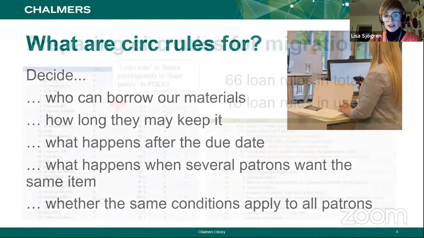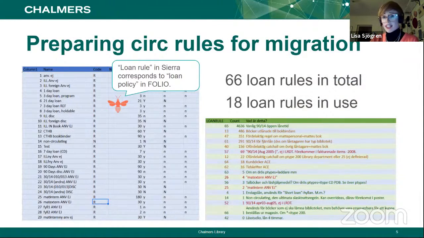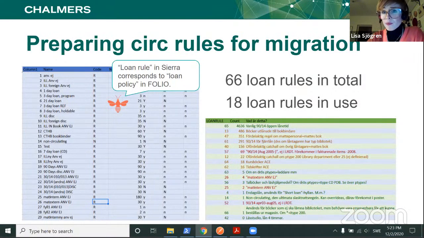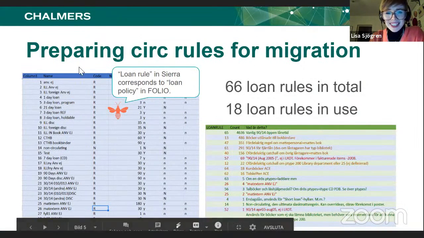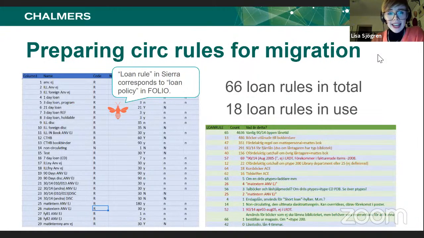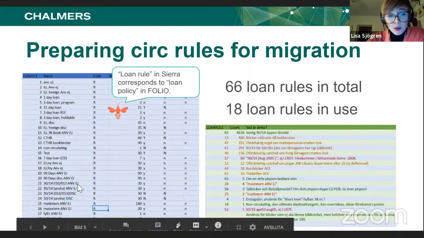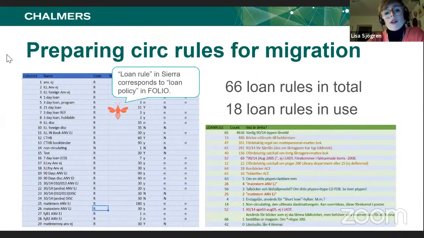And we, of course, had rules for this set up in Sierra, our previous ILS. Here are some screen shots from the implementation process, where we had extracted our loan rules in Sierra to spreadsheets. And to make everything even more confusing, the term loan rule in Sierra pretty much corresponds to the term loan policy in FOLIO. So here are the loan rules that we had in Sierra. I think we had about 70 of them.